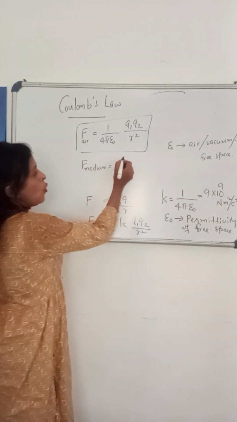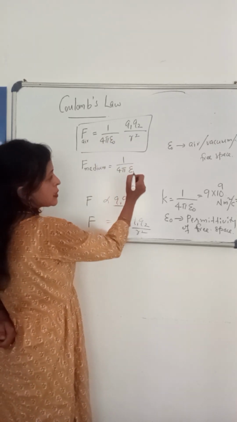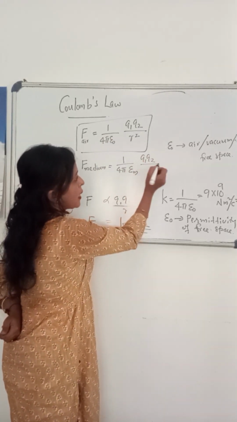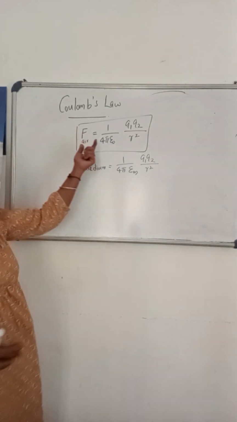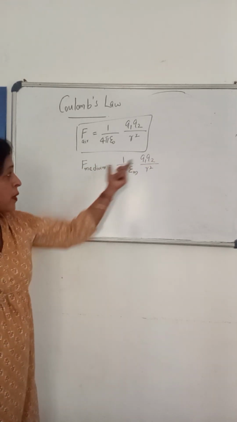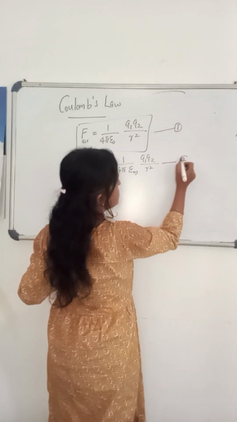And if it is a medium, F is equal to 1 by 4 pi epsilon 0. Instead of epsilon 0, it is the permittivity of the medium, and Q1 Q2 by R square. Okay, one for the force of attraction or repulsion between the two charges kept in free space, and another for charges kept in the medium. And these are the two equations.